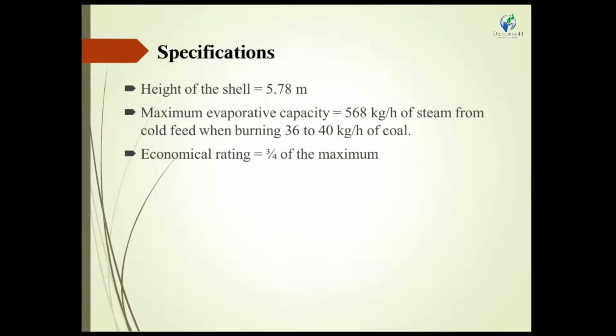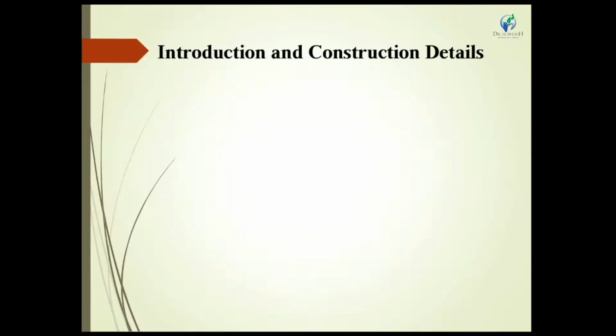Economical rating is 3/4 of the maximum. Economical rating means the efficiency level ratio. This is 3/4 of the maximum level. Heating surface is 120 meter square inside the boiler. Steam pressure is up to a maximum of 6.7 bar.